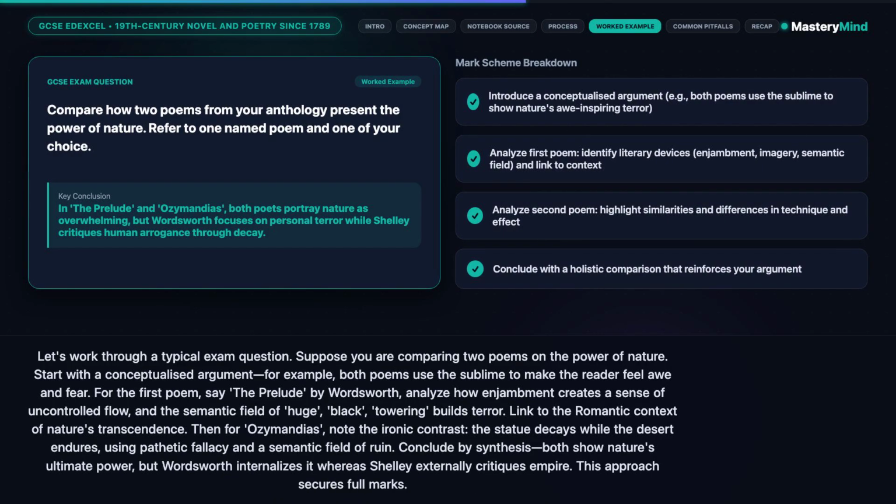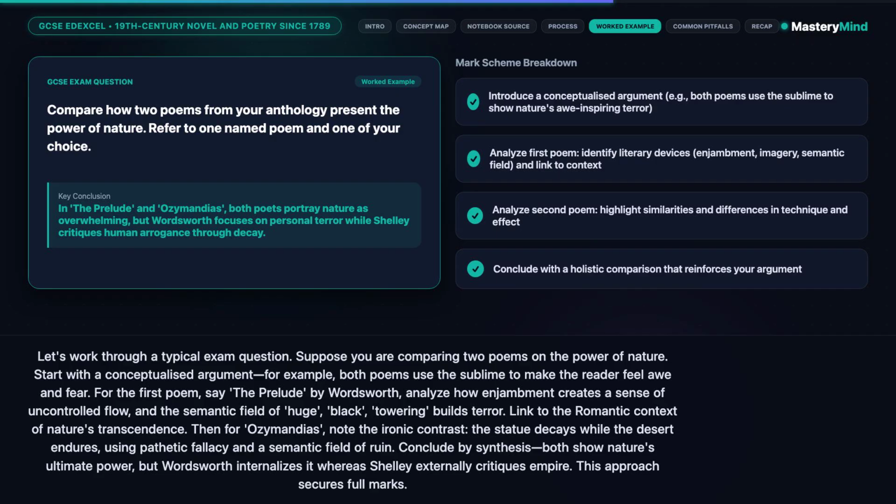Let's work through a typical exam question. Suppose you are comparing two poems on the power of nature. Start with a conceptualized argument. For example, both poems use the sublime to make the reader feel awe and fear. For the first poem, say The Prelude by Wordsworth, analyze how enjambment creates a sense of uncontrolled flow, and the semantic field of huge, black, towering builds terror. Link to the romantic context of nature's transcendence.